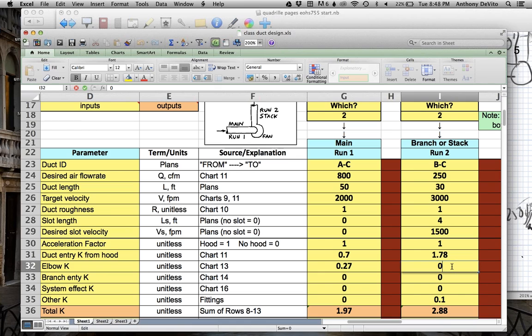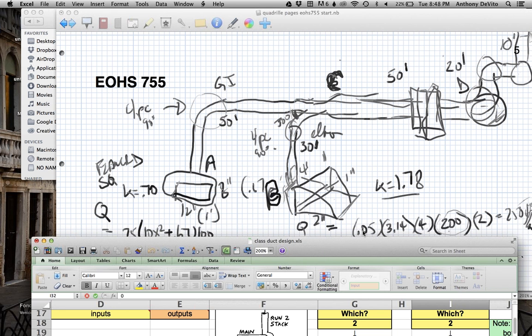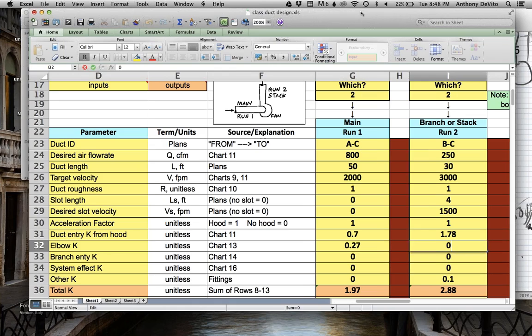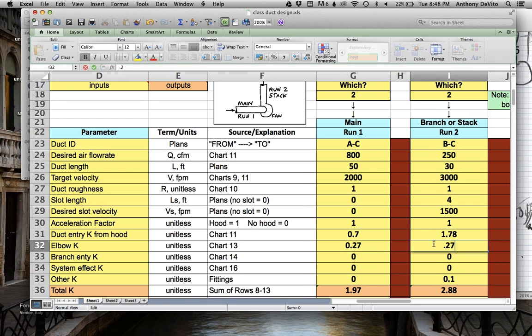Okay, what's the elbow factor? We're using the same kind of elbow, so the elbow factor, 4-piece elbow with a 1.5 radius to diameter ratio is 0.27. How many elbows we got? Just that one, right? It's only a single elbow, so that's 0.27. Yes. What's that? Oh, I included that up with that K, that 1.78, right?